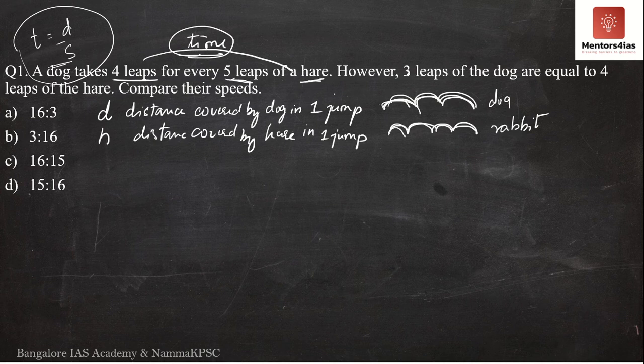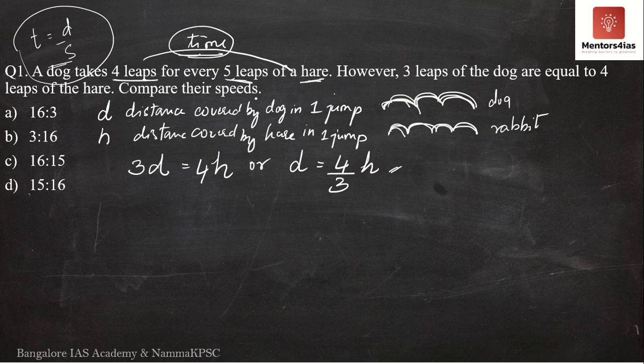Now the question says that 3 jumps or 3 leaps of the dog is equal to 4 leaps of the hare. Then can I say 3D, correct? 1D is nothing but the distance covered by the dog in one jump. Therefore, 3 jumps of the dog is equal to 4 jumps of the hare. Therefore, 3D is equal to 4H. Or I can write it as 1D is equal to 4 by 3 times that of H. Okay, so this is fixed now.